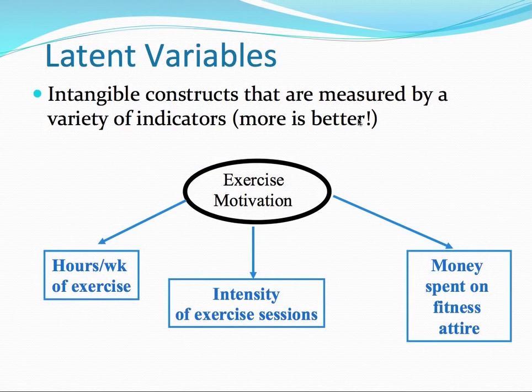Meanwhile, our latent variables are what we consider to be intangible constructs that are measured by a variety of indicator variables. So in this example, we have exercise motivation being our latent variable or construct. And to note, in our structural equation models, we represent latent variables by ellipses. To measure latent variables, it is recommended that we have at least 3 indicator variables. So here in this example, we have 3 indicator variables to represent the construct of exercise motivation. But of course, more indicators are better in our models.